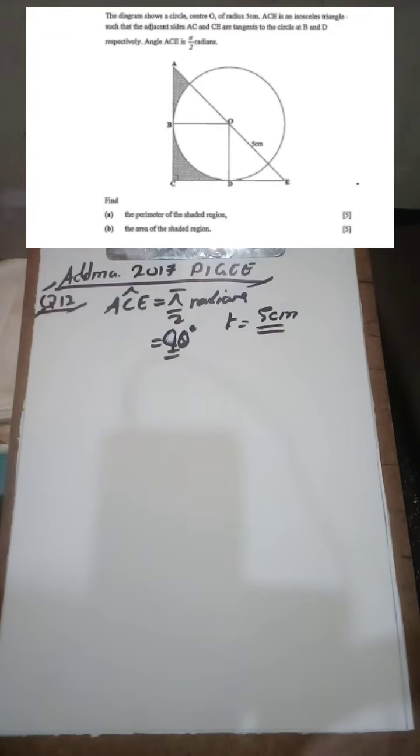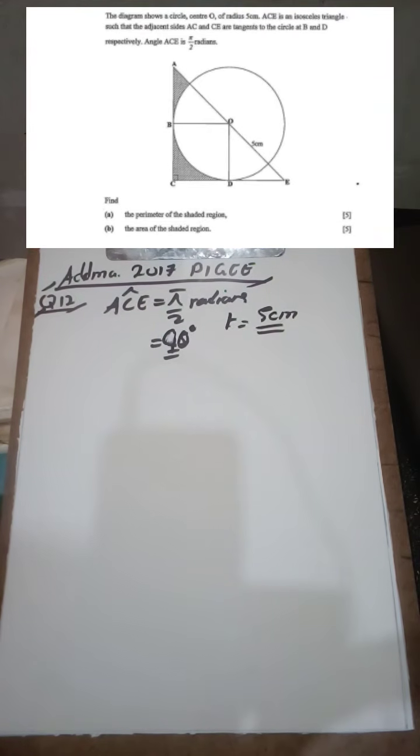Okay, so in this video, we are going to answer a question that came in the 2017 paper 1 GCE, that is Add Maths, and the question was question 12. The question says the diagram shows a circle with center O of radius 5 centimeters.